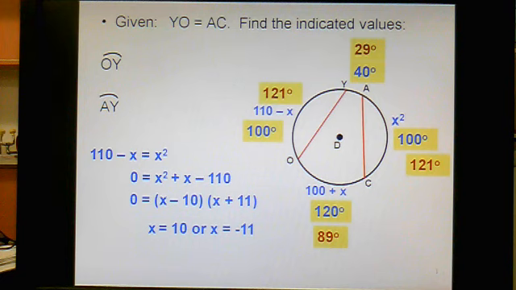So, kind of a weird one because it's quadratic. You end up with two possible answers for both of these. So OY could be either one of these. And of course, I said AY was wrong. It could be 29 or 50 degrees. And hopefully I have the 29 correct.